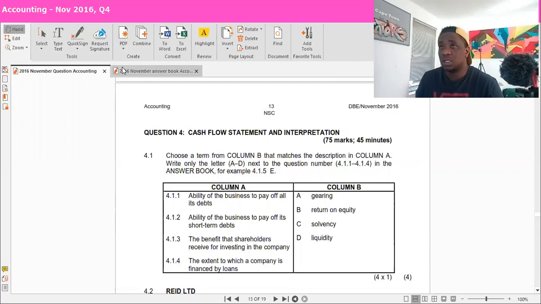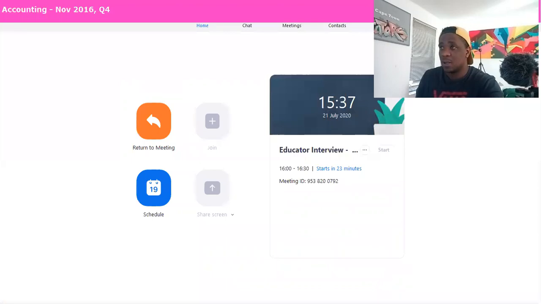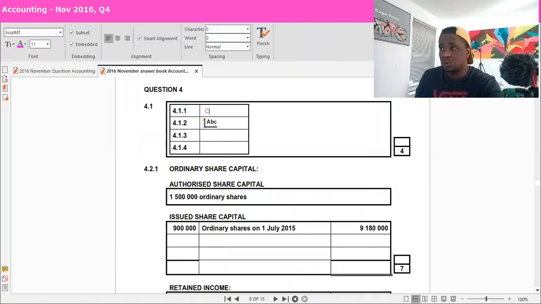So let's just put those answers there. The first one is C, that was solvency. And then after that, 4.1.2, where the answer was D, which was liquidity. And then thirdly, it was the return on shareholders' equity, and that should have been B. And then last but not least, it would be A, which was gearing.